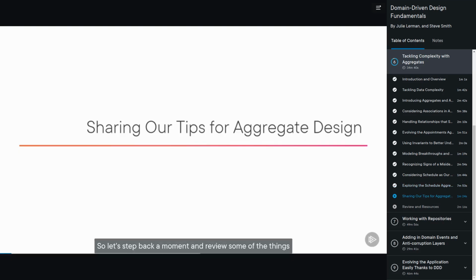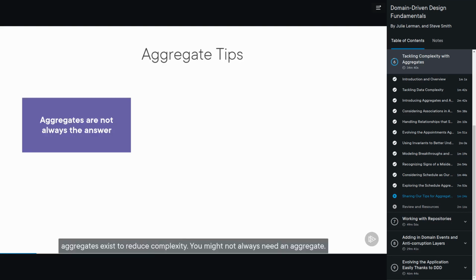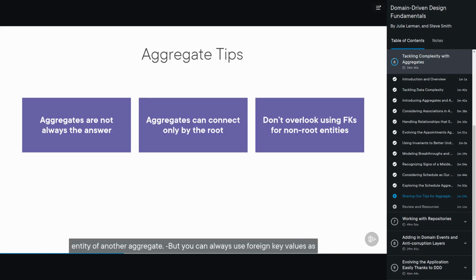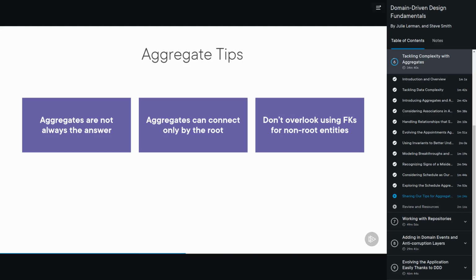So let's step back a moment and review some of the things we've just learned about designing aggregates. First of all, aggregates exist to reduce complexity. You might not always need an aggregate. Don't add complexity just for the sake of using an aggregate. Another is that entities within an aggregate can only reference the root entity of another aggregate. But you can always use foreign key values as a reference to entities inside another aggregate. It's perfectly okay to use this, and it'll avoid the need, when you go to save that aggregate, for it to cascade its persistence into other aggregates.